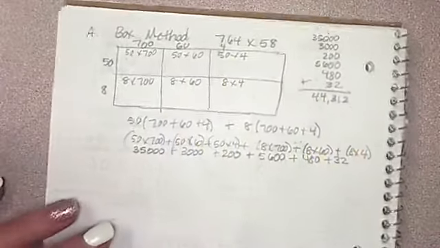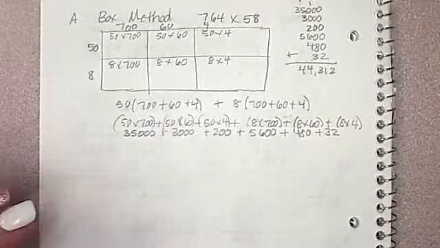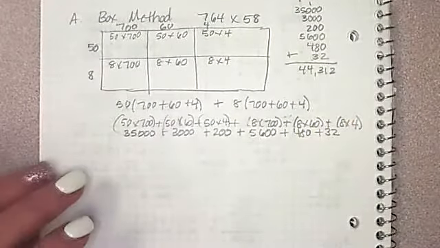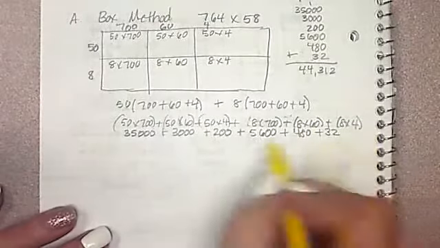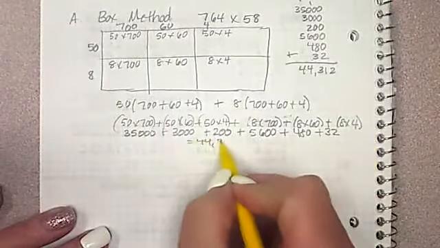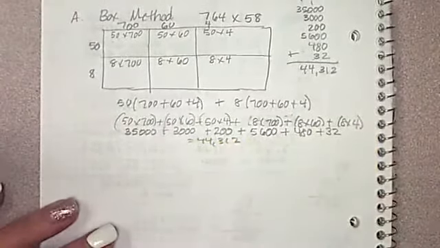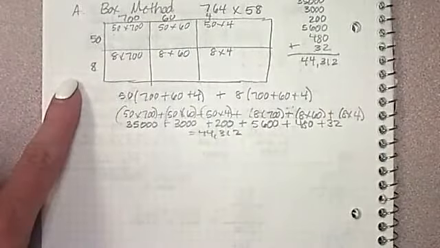Okay. All right. So that's the box method. It's a little bit nicer if you have smaller numbers, but that's not too bad. So here I should probably put equals 44,312 as well. So that's one method of distributing.